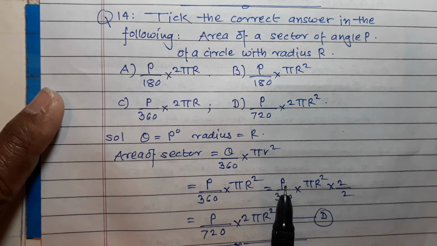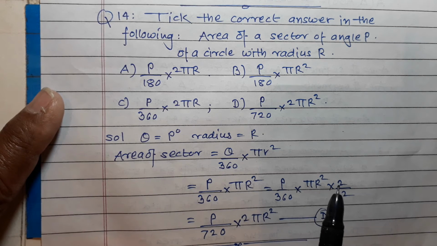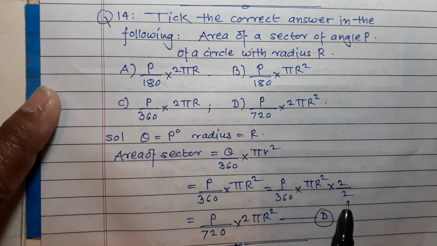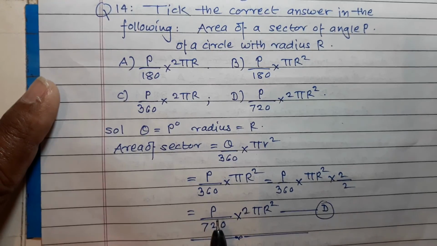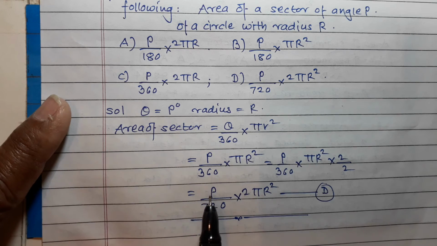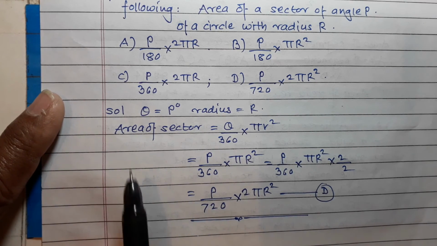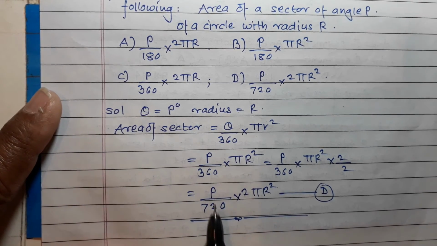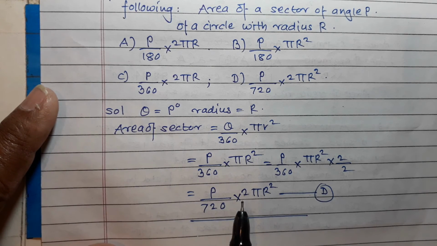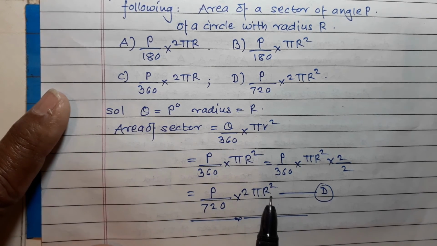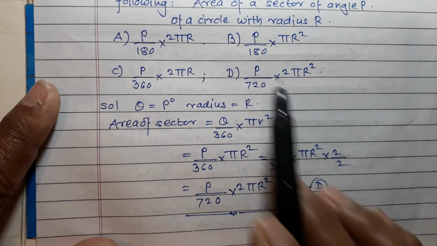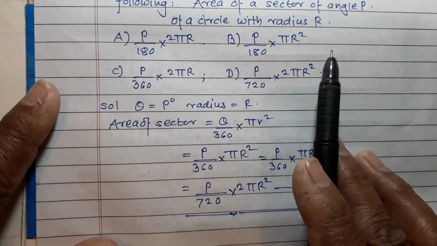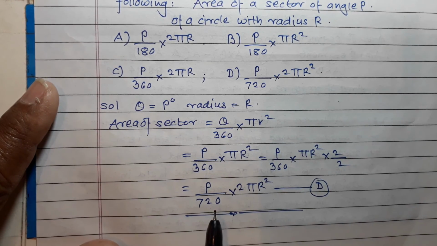So this is equal to P upon 360 into pi r square into 2 into 2. So I divide by 2 and multiply by 2. So this area of sector is equal to P upon 720 into 2 pi r square. So option D. Option D is this: P into 2 pi r square upon 720.